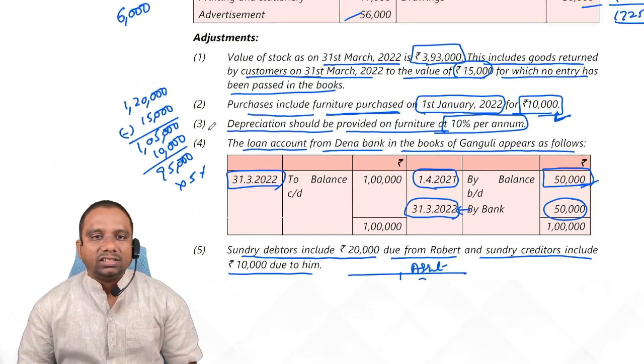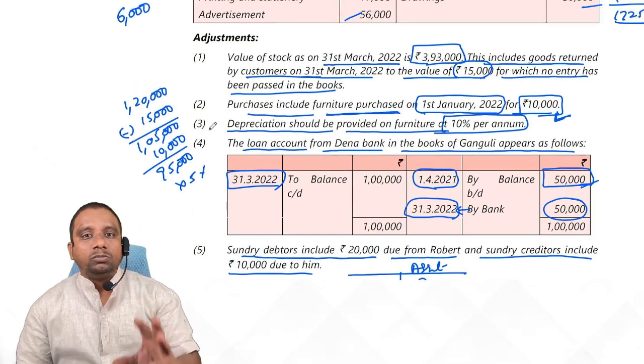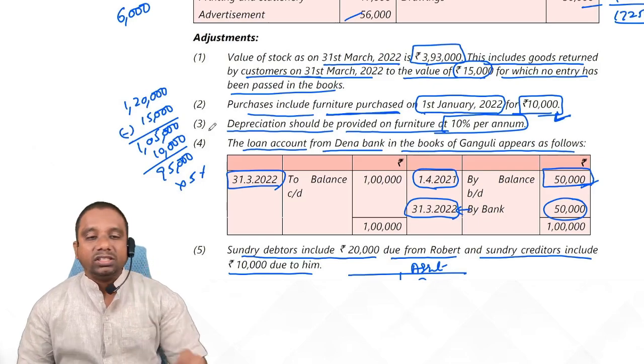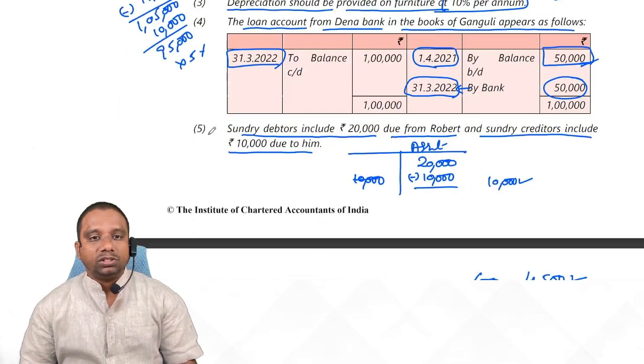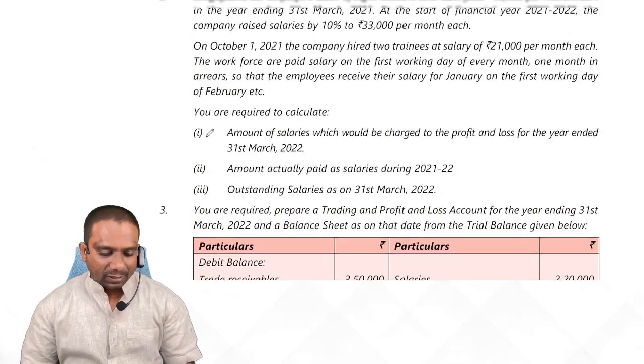This is regarding debtors adjustment. Important. So in this problem, we have three very important adjustments. Is it clear? So go through the problem once again.